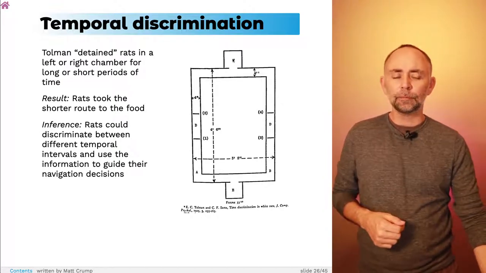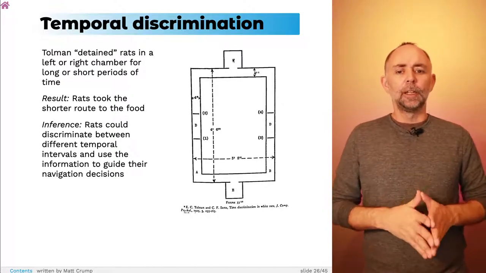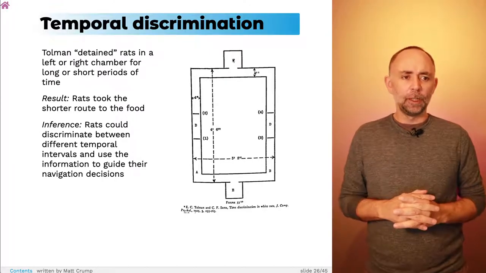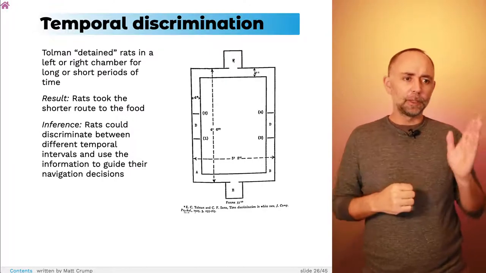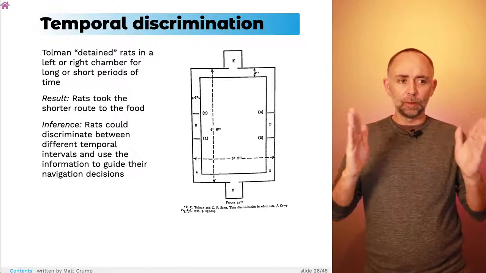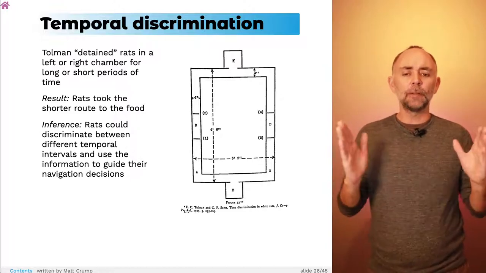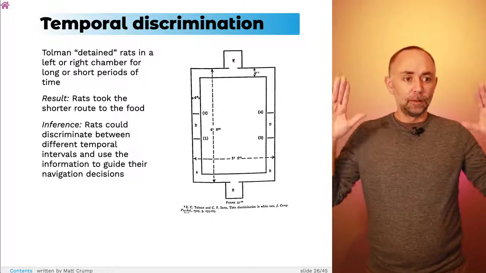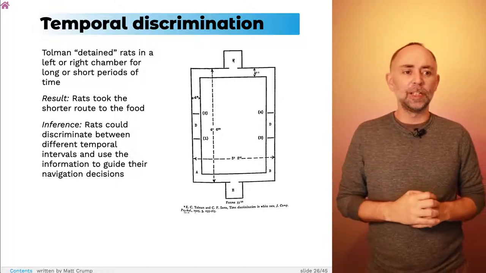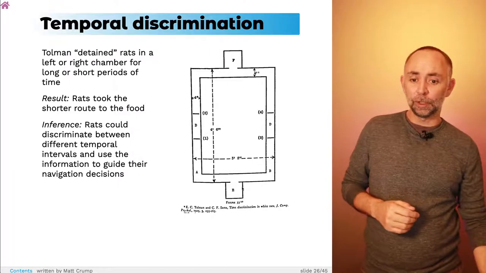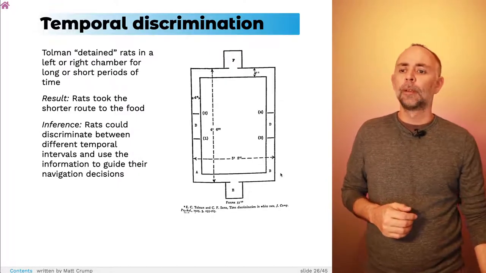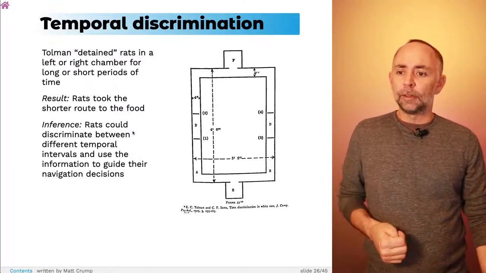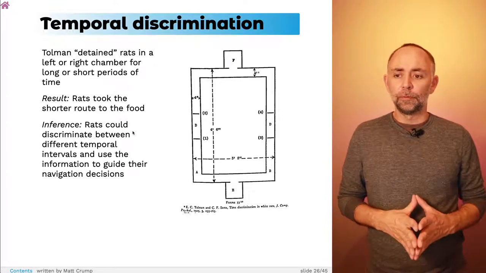So, what would happen if, after you've given this kind of training, where sometimes you get delayed for a long time and sometimes for a short time depending on which area you go, you then navigate the maze and nobody blocks you or tries to detain you? You're just free to go, free to choose: I'm going to go left or right. And the finding here is that the rats take the shorter route to the food.